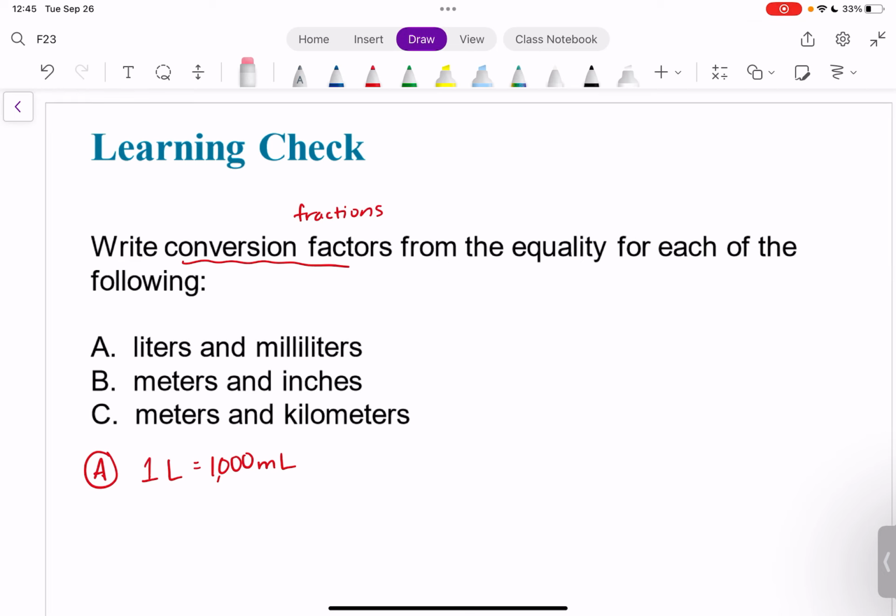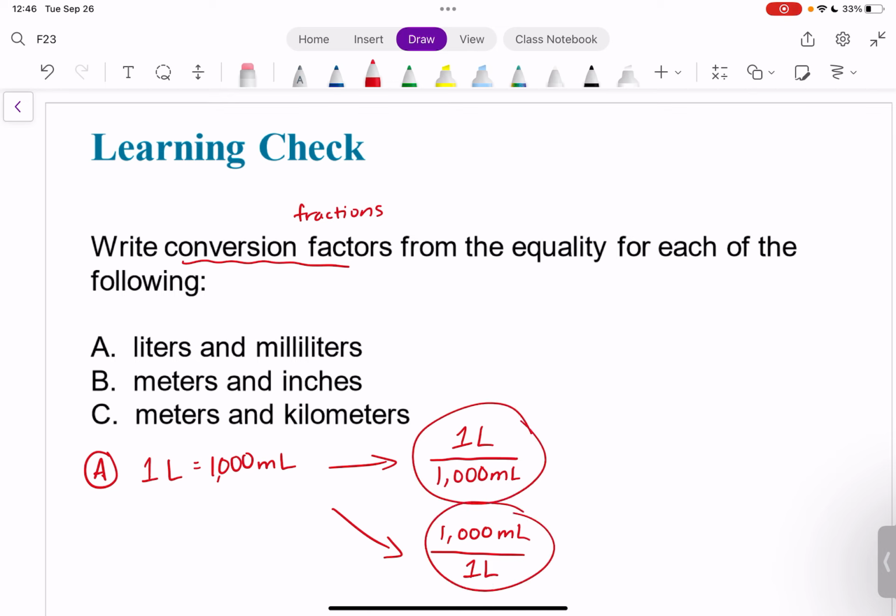Now that I have my equality, I can write my conversion factors. And how many conversion factors should I have? 2, right? So there are 2 options because there are 2 units. 1 liter on the top and then 1,000 milliliters on the bottom, right? That's one conversion factor I can write from this equality. The other one is the opposite, right? 1,000 milliliters can go on top and 1 liter can go on the bottom. And again, just trust me on this. Learning how to write these conversion factors will be useful later, okay? It's just not apparent quite yet because we haven't done any problems with these.